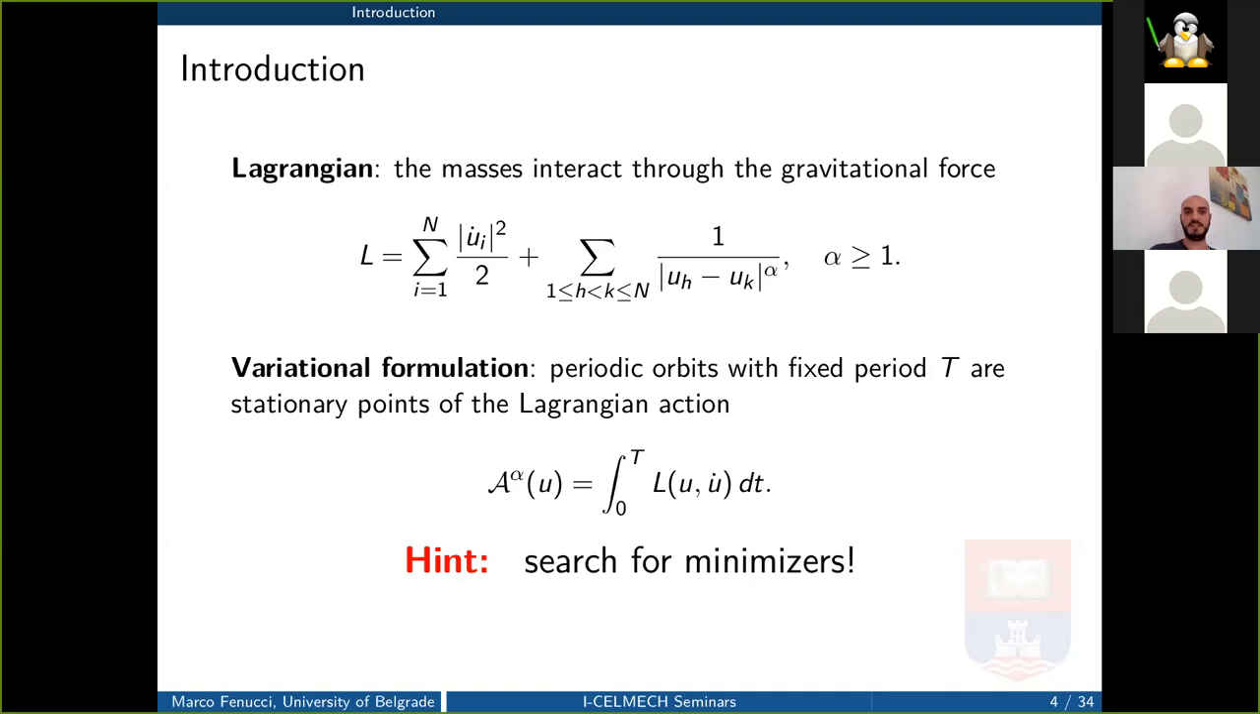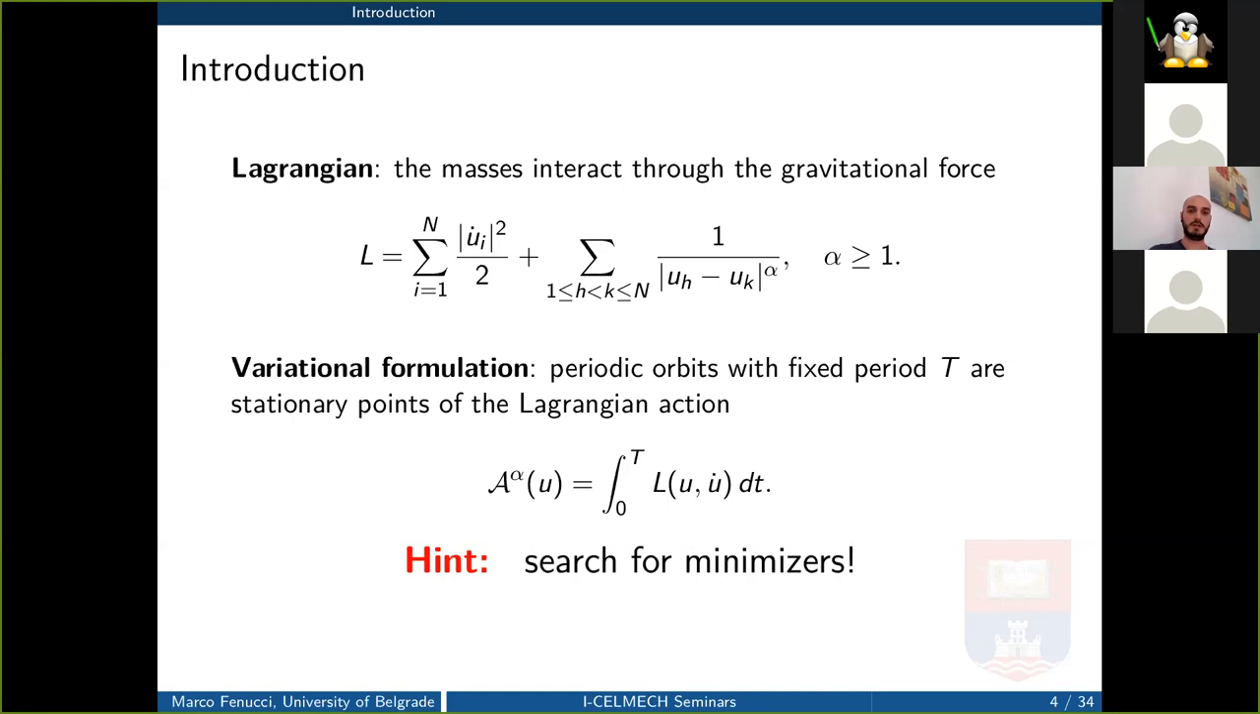So the n-body problem is described by a Lagrangian, which is simply kinetic energy plus the gravitational interaction between the particles. Then through the variational principle of classical mechanics, we know that periodic orbits with a fixed period are stationary points of the Lagrangian action, which is simply the integral of the Lagrangian. So to prove the existence of periodic orbits, we simply use the direct method of calculus of variations, and we search for minimizers of this Lagrangian action. So this is the variational point of view.